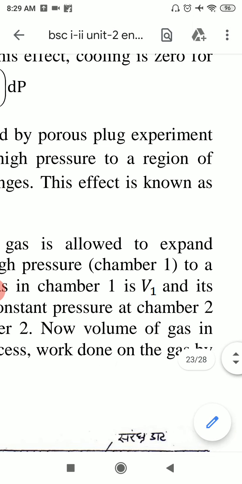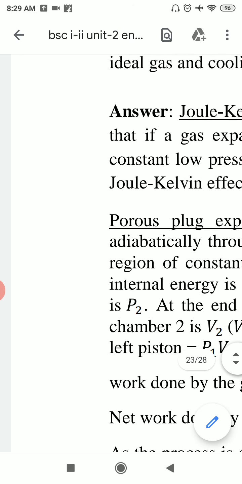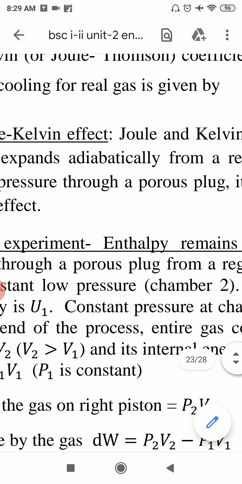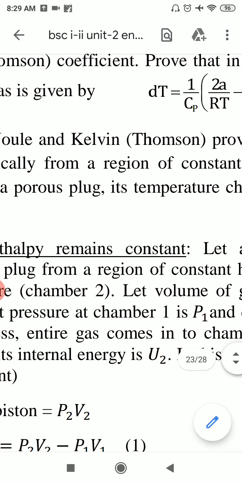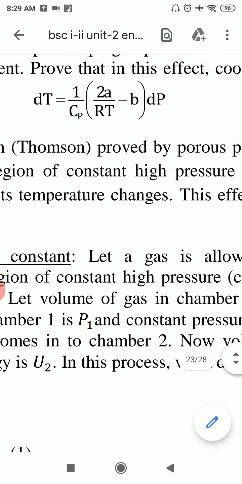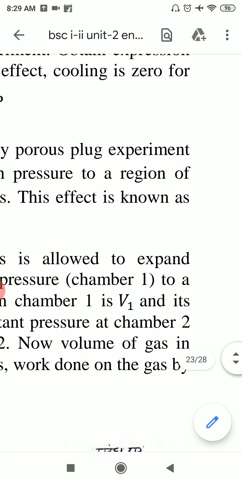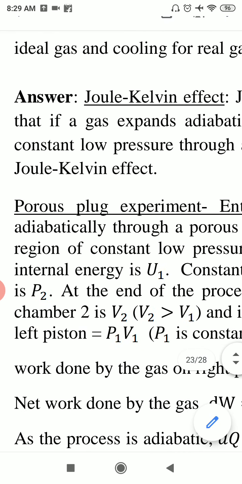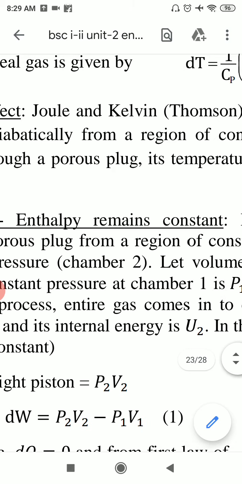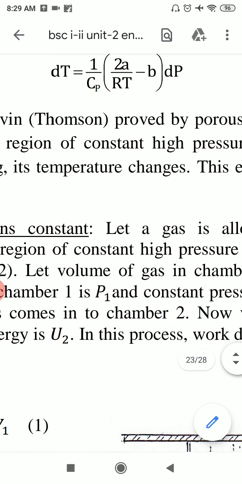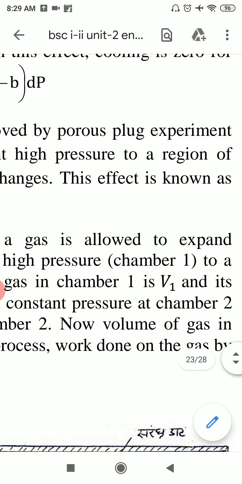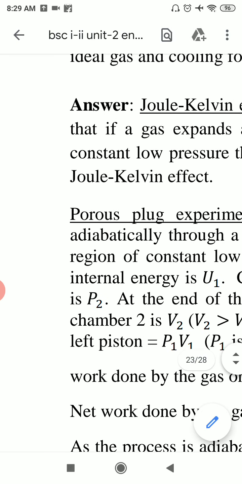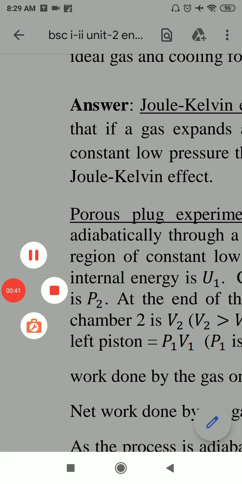proved by porous plug experiment that if a gas expands adiabatically from a region of constant high pressure to a region of constant low pressure through a porous plug, its temperature changes. This effect is known as Joule-Kelvin effect or Joule-Thomson effect.